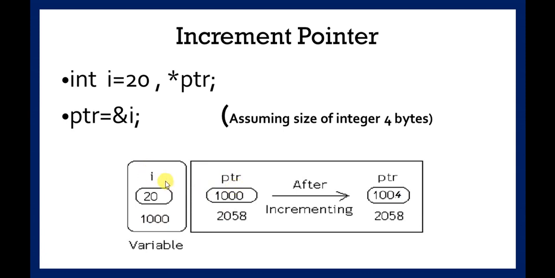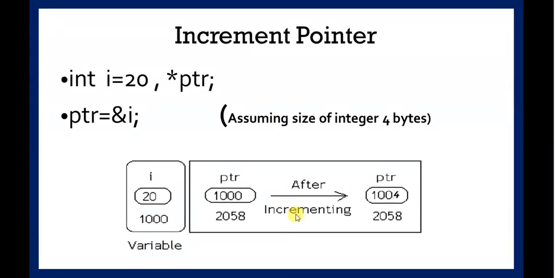In case of a normal variable, if we increment I, we will get the value 21. But in case of a pointer, when we increment the pointer, it will point 4 bytes ahead from the current location, meaning it will contain 1004 after incrementing. Why? Because ptr contains the address of an integer variable, and an integer variable requires 4 bytes of memory for storage. Here I am assuming a 32-bit compiler. That's why 4 bytes, meaning variable I occupies memory locations 1000 to 1003.